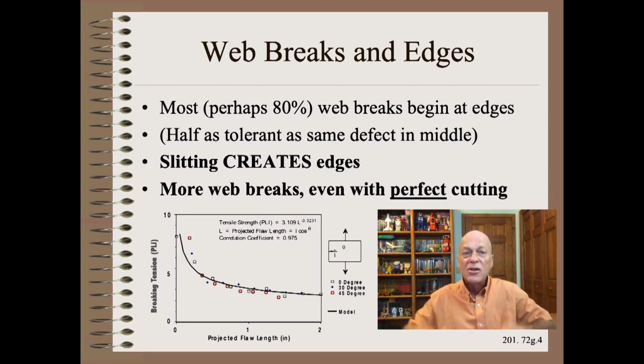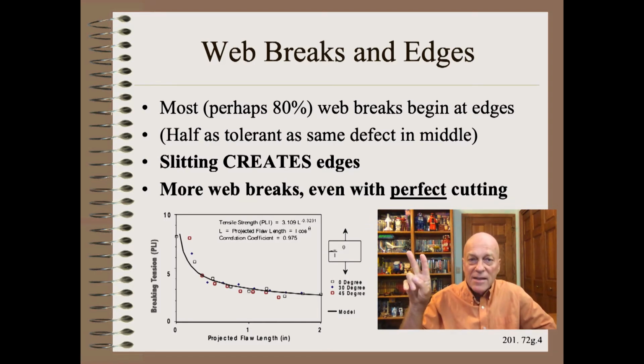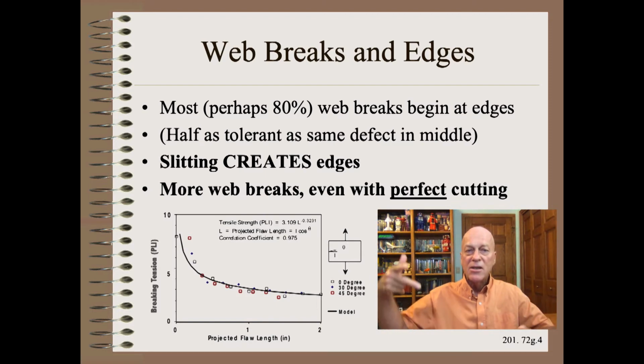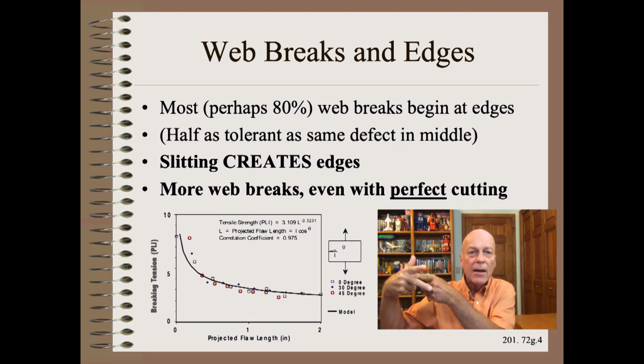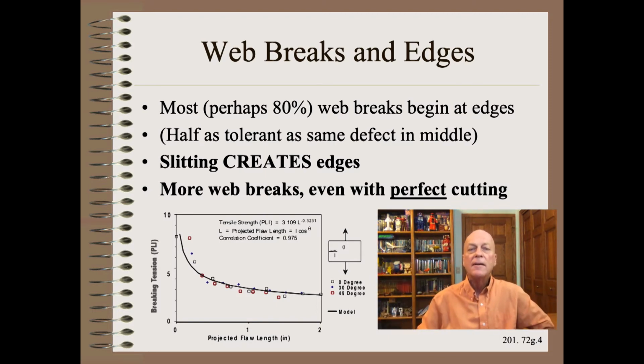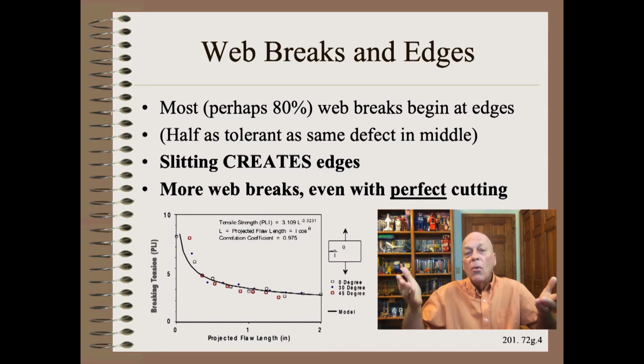Those near the edges will be twice as likely to start a web break than those near the center due to fracture mechanics, everything else being equal. Also, of even greater importance is the radius of the tip of the flaw. Thus, we know that merely because slitting creates edges, you will get more web breaks, even with perfect cutting.